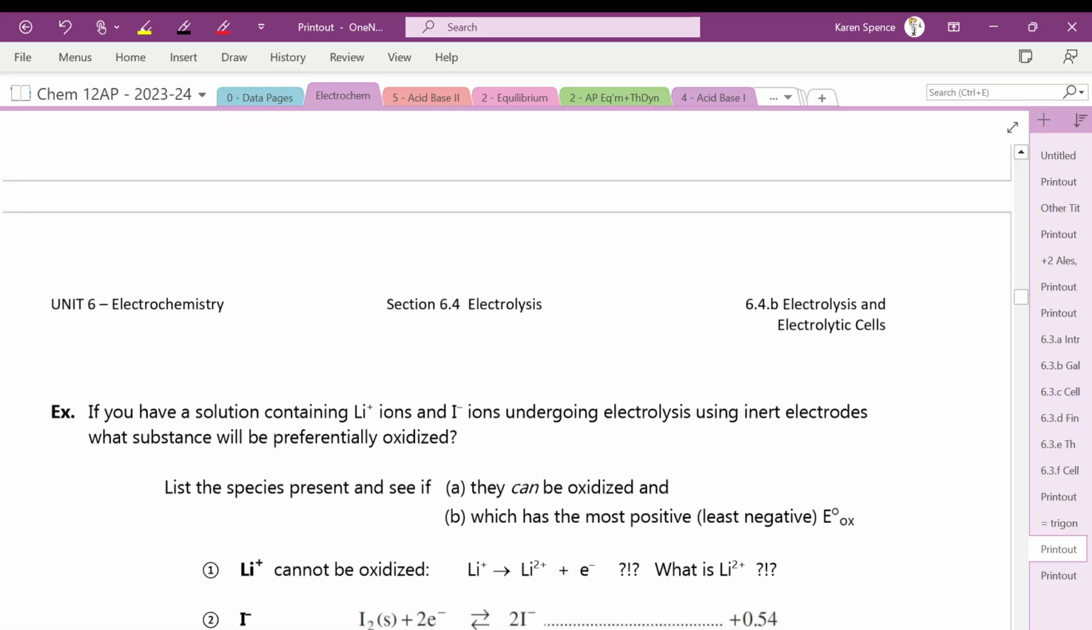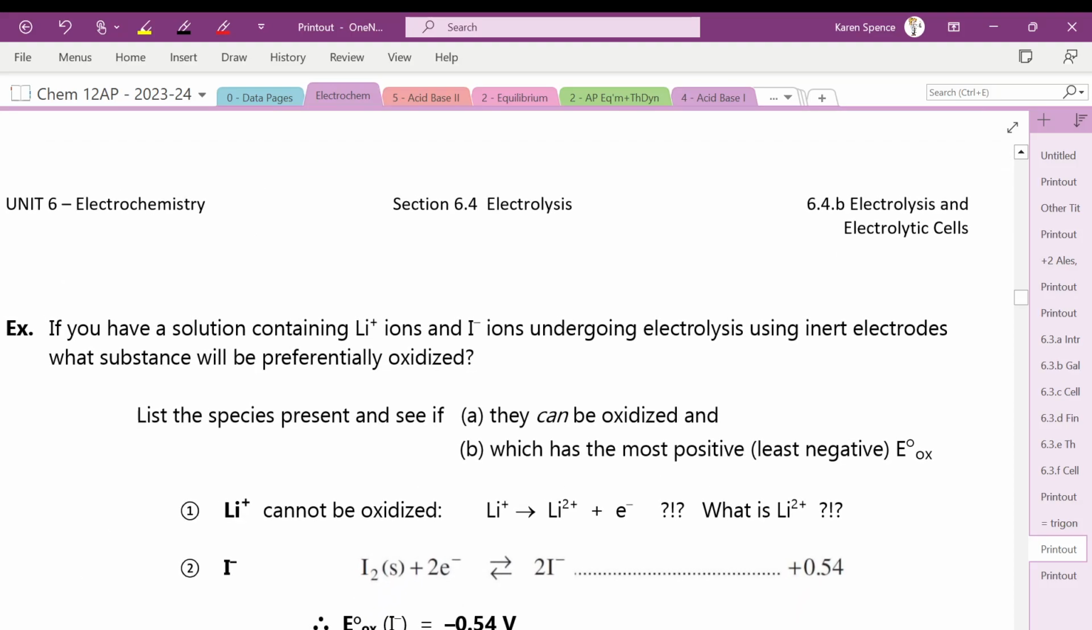All right, now we have another solution here. We have a solution containing Li+ and I- ions, and they are undergoing electrolysis using inert electrodes. Which substance will be preferentially oxidized? This is a different situation now.